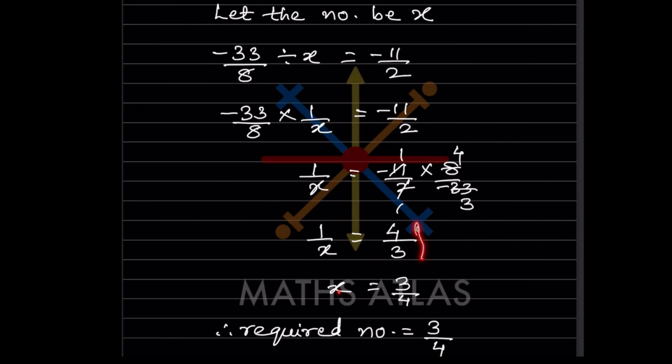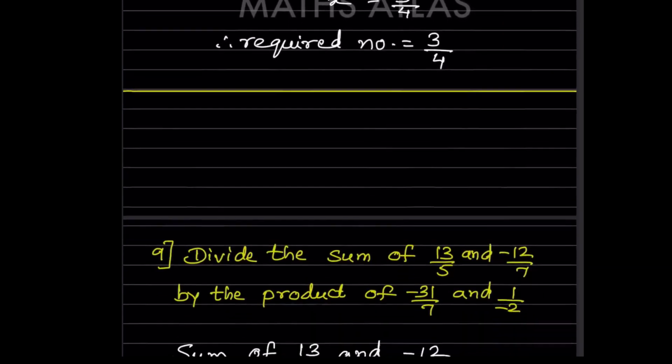So whenever this happens, you can flip it over directly right here, or you can do one thing: cross multiply. So what will you get here? 3 is equal to 4x. So what will that be? 3 by 4, this is actually multiplication, so this is going to be x. Now I think it is more clear. So the required number is 3 by 4.